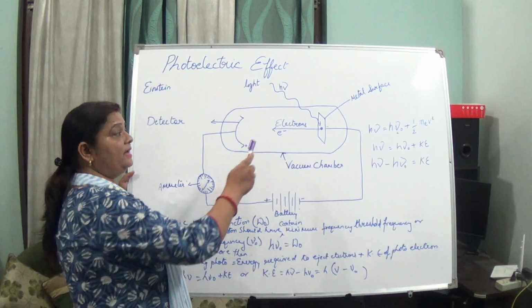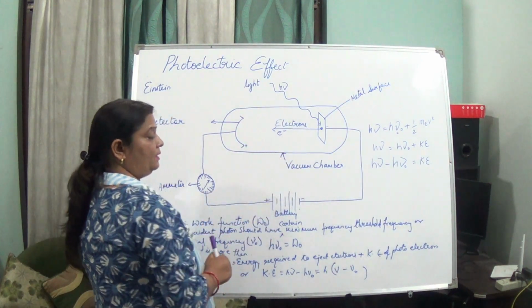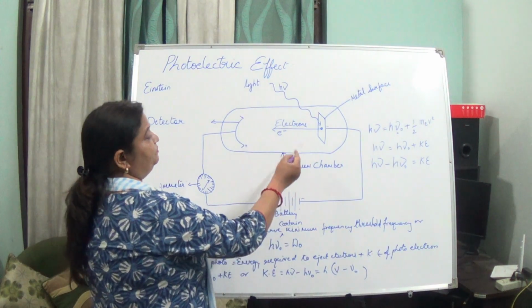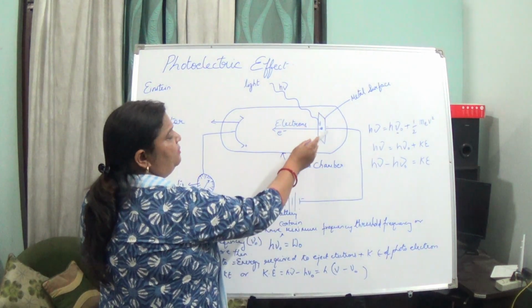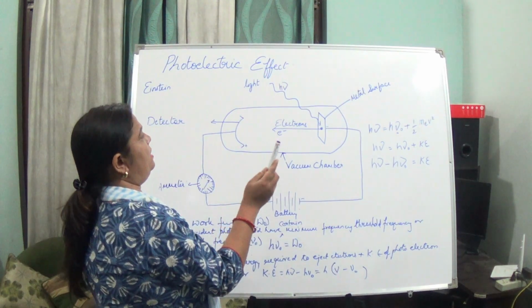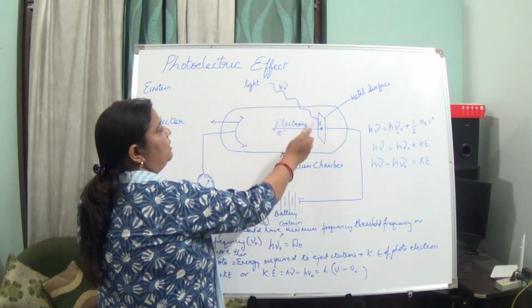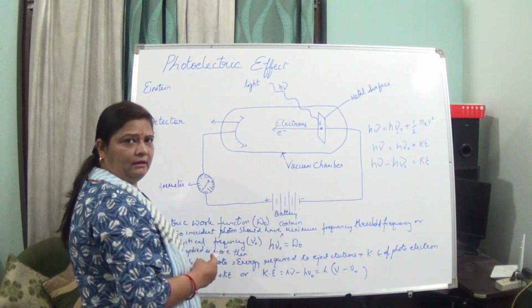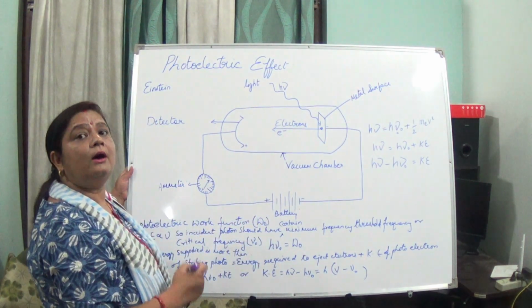Now let us understand the photoelectric effect. Here there is a metal surface connected to a battery. There will be a surplus of electrons. Now we are providing light to this metal surface. This light can be of any color. Let us take the color red.